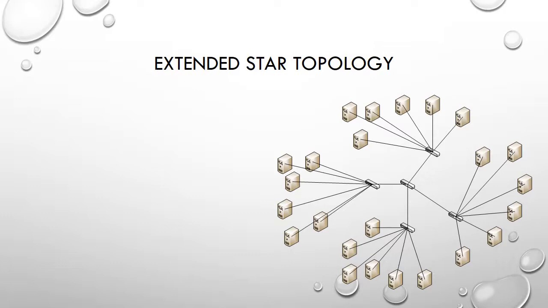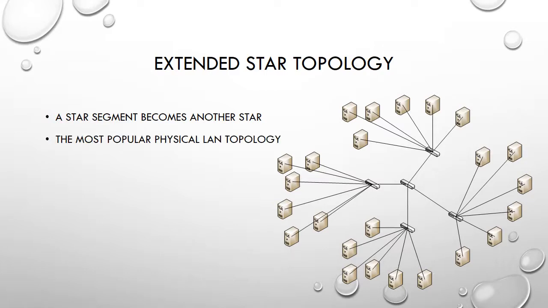The evolution of the star topology turns into an extended star topology. And this is when one of the segments of a star topology turns into a star itself. This is one of, if not the most popular physical topology. Most star topologies will evolve to this.